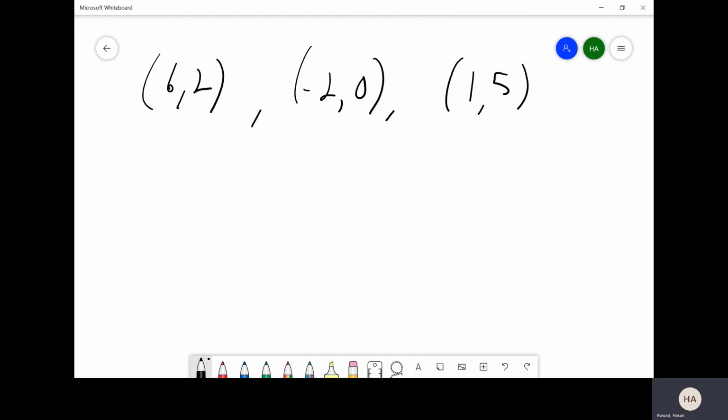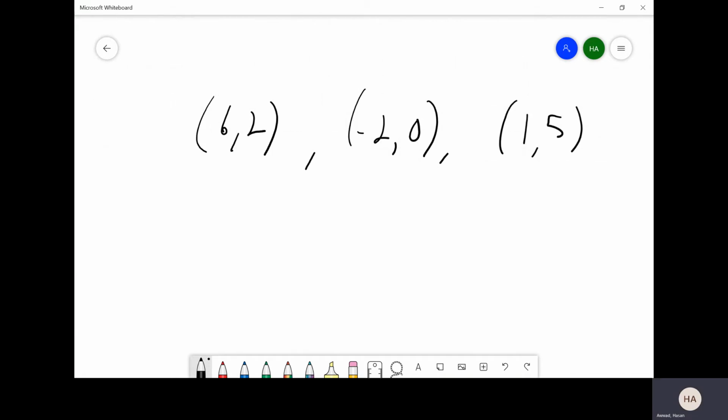Okay, so again, the first thing that I'm going to do, like I had mentioned, is I'm going to just label these, right? And I'm just going to label them in any order. So I'm going to call this A, I'm going to call this B, and I'm going to call this C.